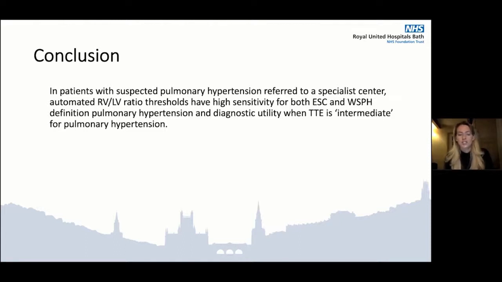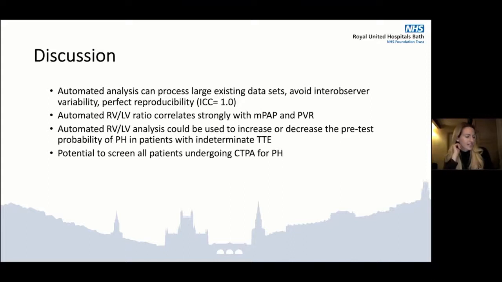To conclude, in patients with suspected pulmonary hypertension referred to a specialist centre, automated RV-LV ratio thresholds have a high sensitivity for both definitions of pulmonary hypertension and diagnostic utility when transthoracic echo is indeterminate for pulmonary hypertension. Manual RV-LV analysis is vulnerable to inter-observer variability, requiring manual selection measurement of an image slice, whereas automated analysis is able to process large existing data sets, avoiding variability inherent to visual assessment. Automated RV-LV ratio correlates strongly with invasive right heart catheter hemodynamic metrics and is significantly elevated in patients with pulmonary hypertension.